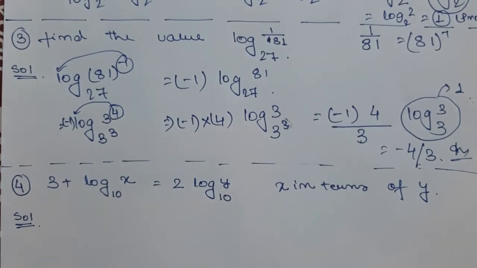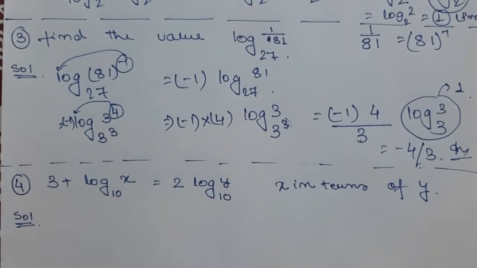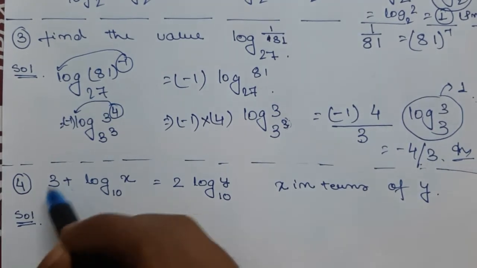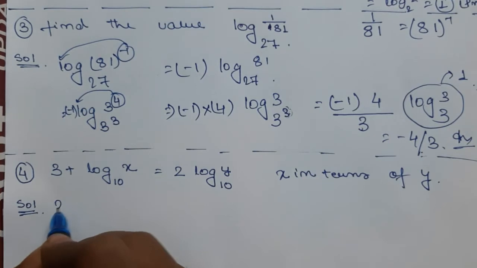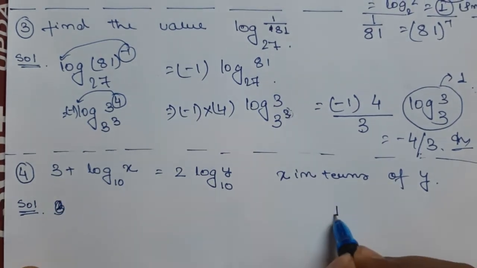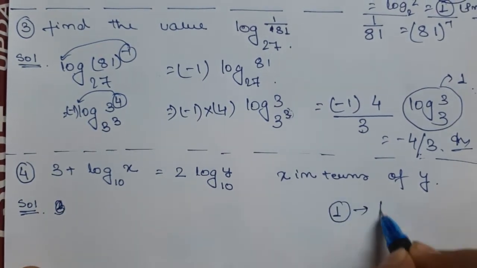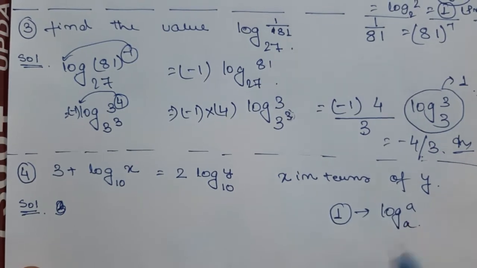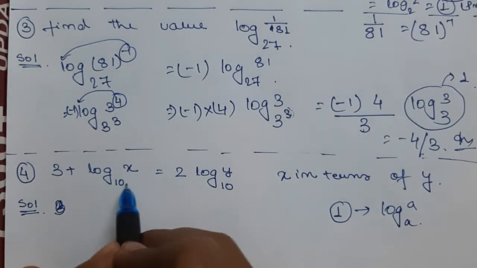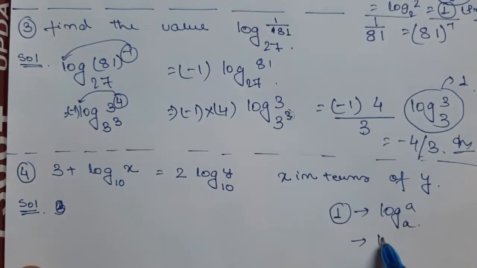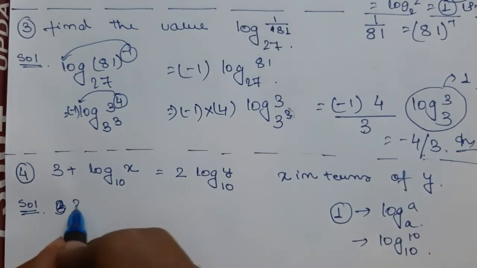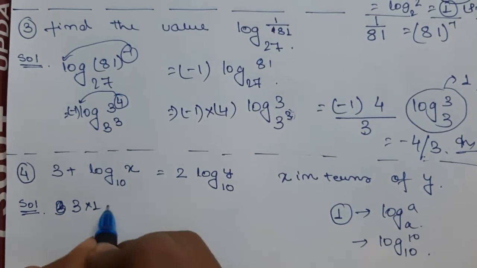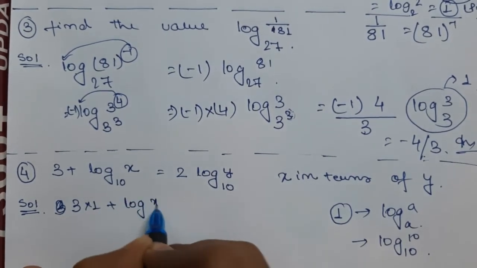Whenever you see any single value in any logarithmic equation, as we know, 1 can be written as log a to the base a. As we are taking here the base is 10, we can also write it as log 10 to the base 10, right? No problem here. So 3 can be written as 3 into 1, and the rest is the same.